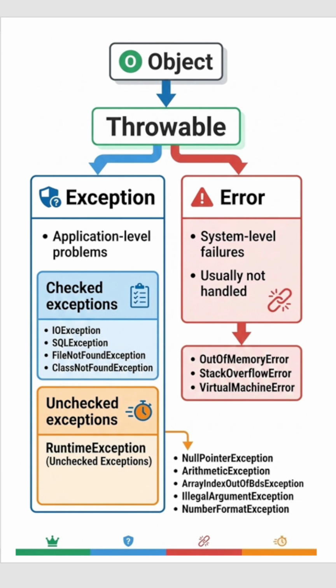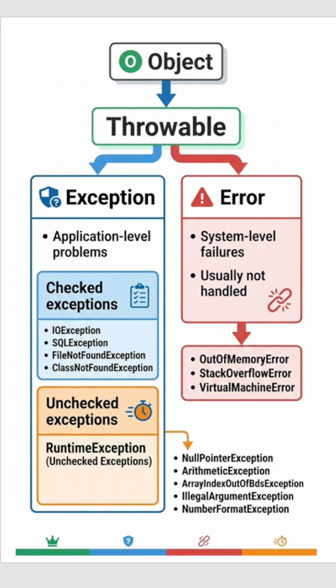Exceptions are mainly divided into two types: checked exceptions and unchecked exceptions. Checked exceptions include typical examples like IOException, SQLException, FileNotFoundException, or ClassNotFoundException. Whereas unchecked exceptions include NullPointerException, which occurs when we try to access any null object.